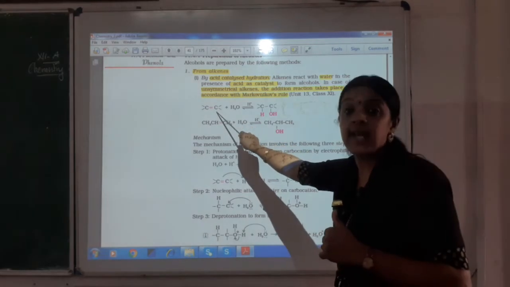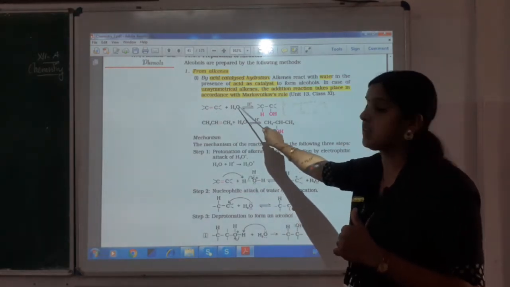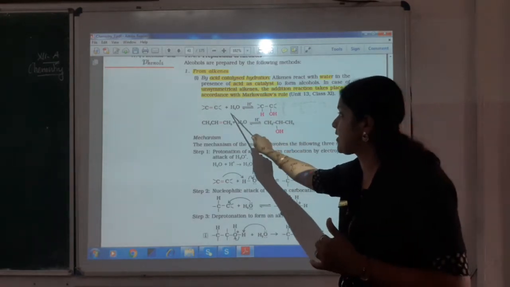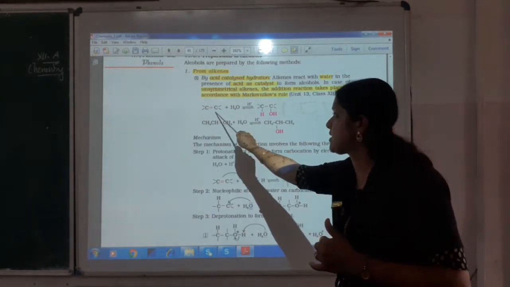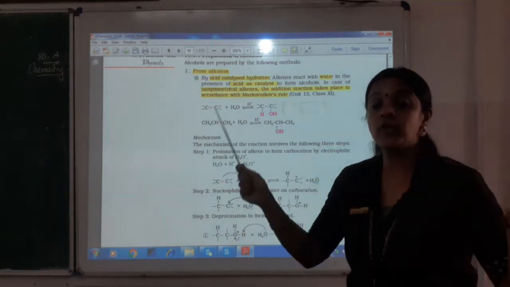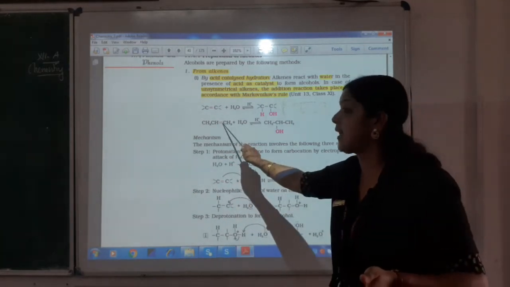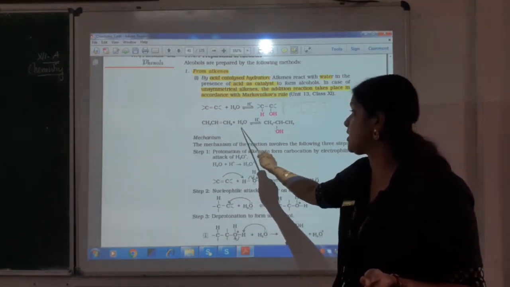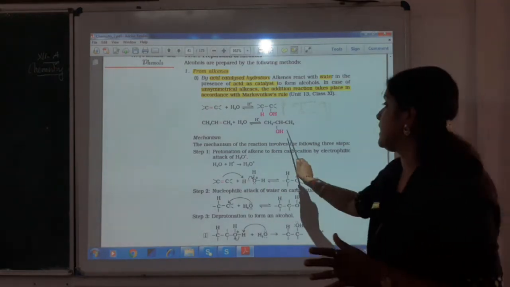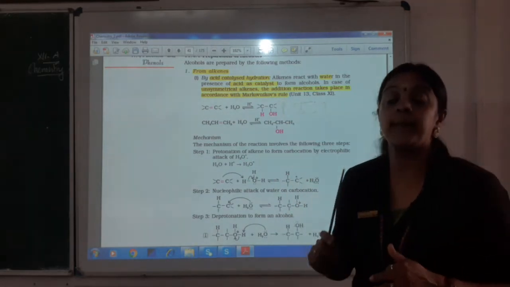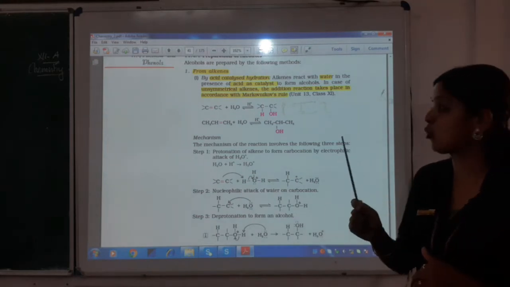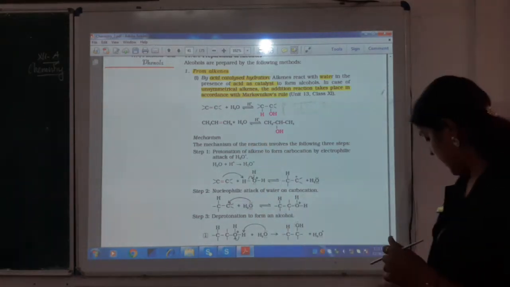What is happening here? This is my alkene. When it reacts with water in presence of acid, which we denote as H+, you get hydrogen attached to one carbon, and OH is getting attached to another carbon atom. This is with symmetrical alkenes, both sides having the same groups. When I have unsymmetrical alkenes, the addition takes place according to Markovnikov rule. What is Markovnikov rule? The negative part will get attached to the carbon which has fewer hydrogen atoms. So remember that rule when you are doing it with unsymmetrical alkenes.